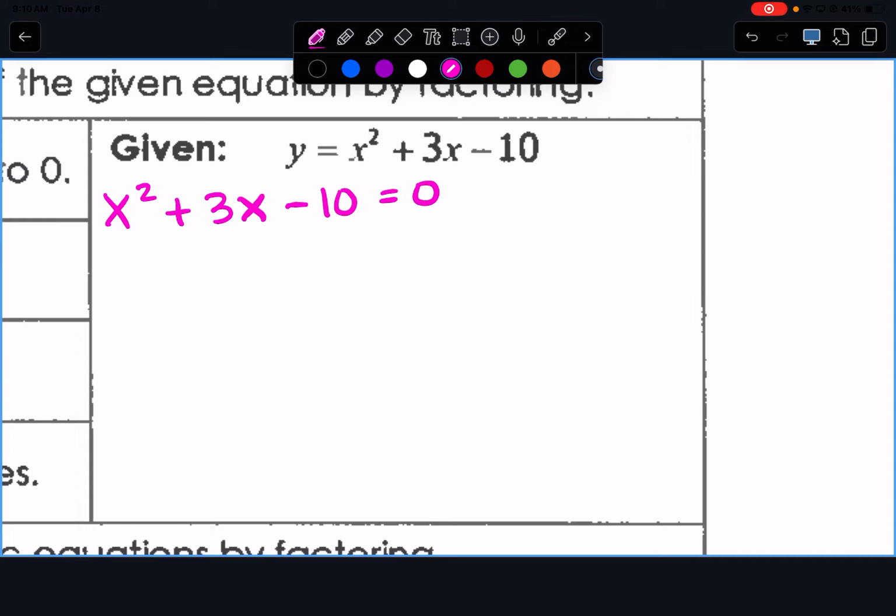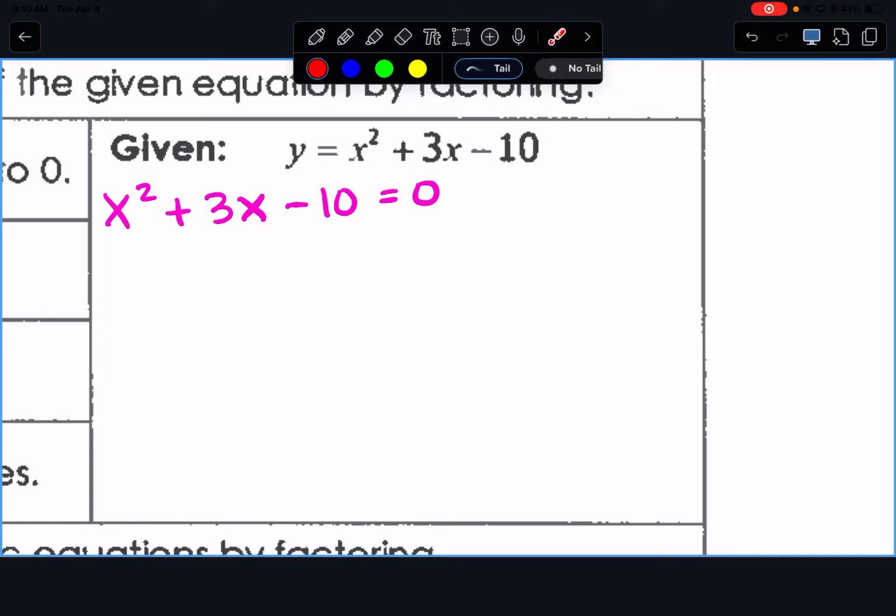Because remember, that's where the name zero comes from. It's where the quadratic, the y value, is 0. So instead of us having a y, we're going to replace it with 0. That's what it means when we have a solution. It's the x value that makes y 0.